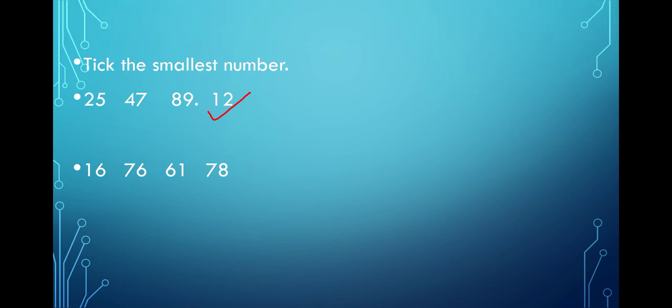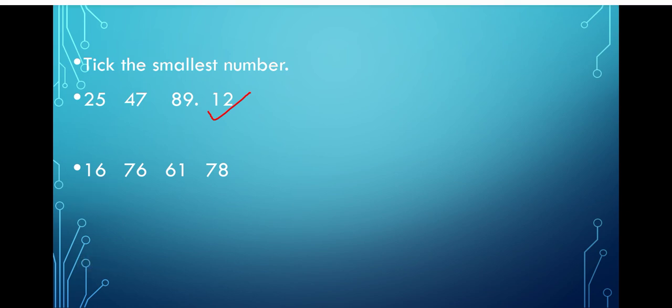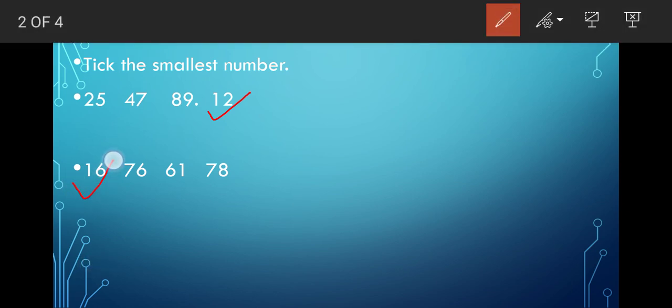Now the next question here is 16, 76, 61 and 78. So among all these four numbers, the smallest one is, yes, it is 16. So let us give a tick since the question is asked to give a tick mark. Okay. I hope you understood this one.